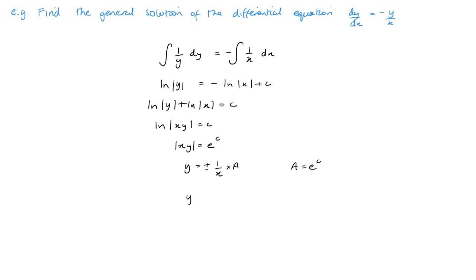Okay, so we've got y equals plus or minus a over x. And we need the plus and minus in at this point, because this e to the power c is only a positive value. But because of the modulus sign, we could actually have negative values in here. So we need to make sure that we do put our plus or minus in, because this can only be positive. If this could have been negative, then we wouldn't have needed the plus or the minus. So that's that solution done.